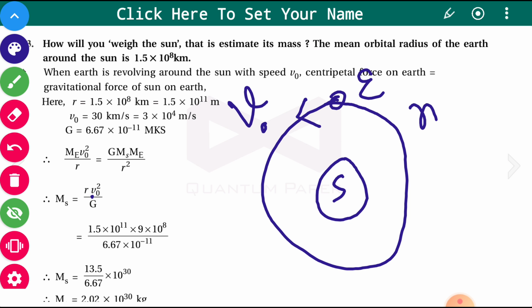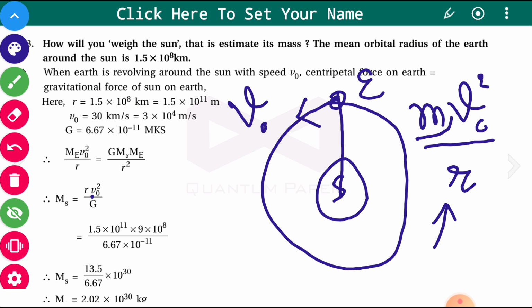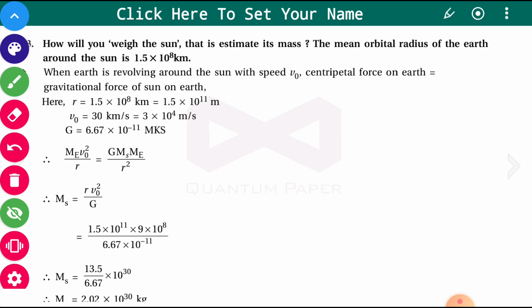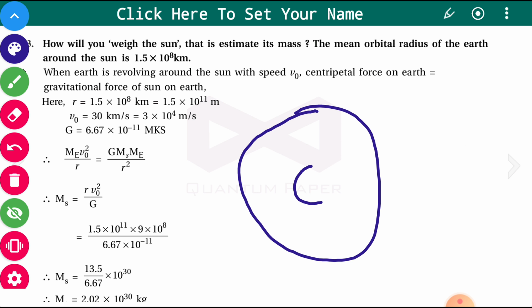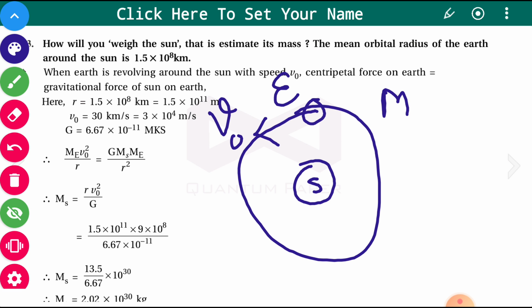Then centripetal force is m vo square upon r, where r is the radius of the orbit of the earth around the sun. Here we have to consider the mass of the earth. If you write that mass as me, with the sun at the center and the earth moving around the sun with orbital speed vo, then it becomes me vo square upon r, where r is the radius of the earth's orbit around the sun.